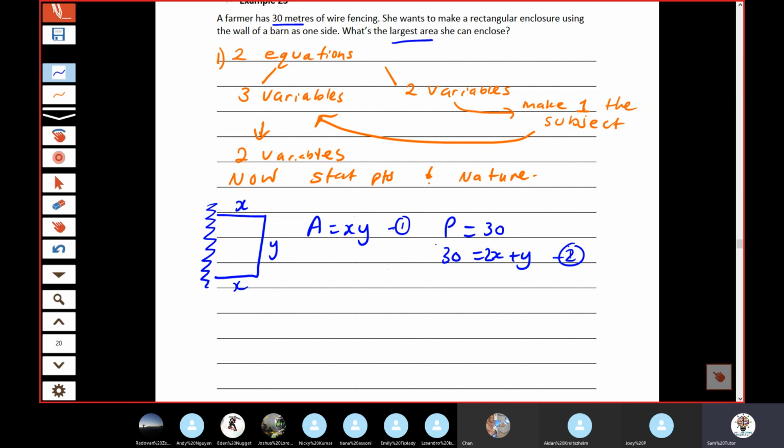What do? From 2, make one of them the subject, sub it in. Obviously, which letter am I going to make the subject? Y. Right? Because it's just by itself. So y equals 30 take away 2x. So far so good? What do I do with that now? Sub it into, y into here. Yeah, exactly. So A equals x times y.